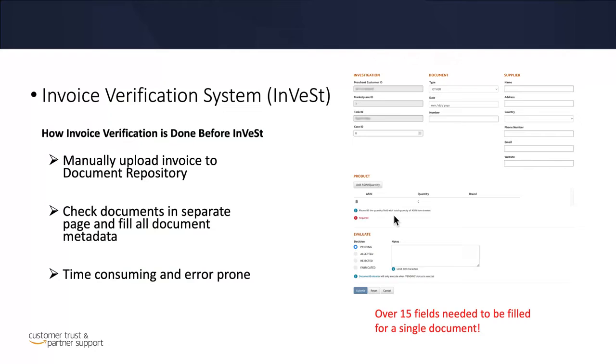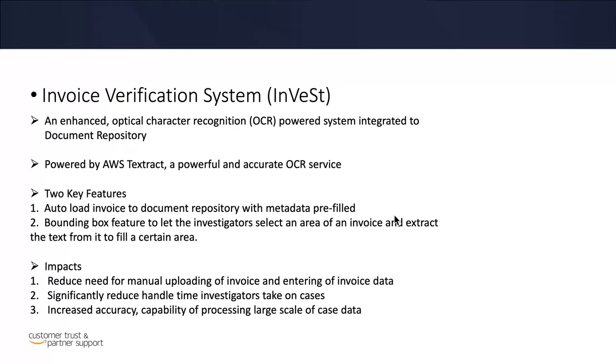Needless to say, this is both time-consuming and error-prone, which is why we developed the InVest system to help investigators verify invoices in an automatic style. InVest is a document repository integrated system that enables invoice analysis, data extraction, and autofilling, powered by optical character recognition technology. The OCR InVest uses is AWS Textract, which is a powerful and accurate OCR service with cutting-edge machine learning models. InVest has two key features.